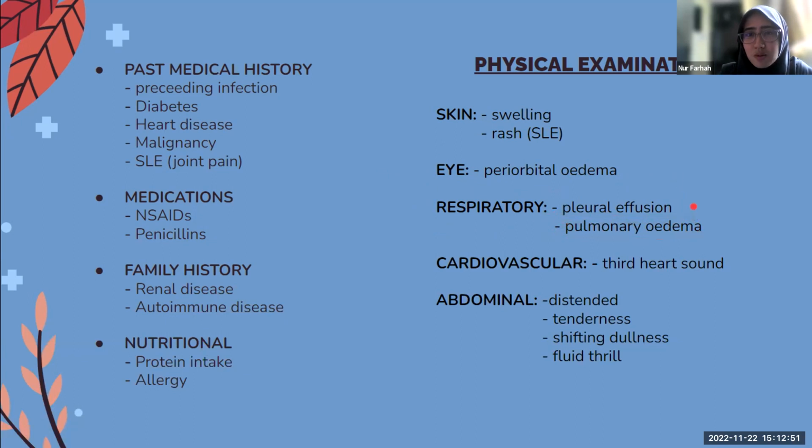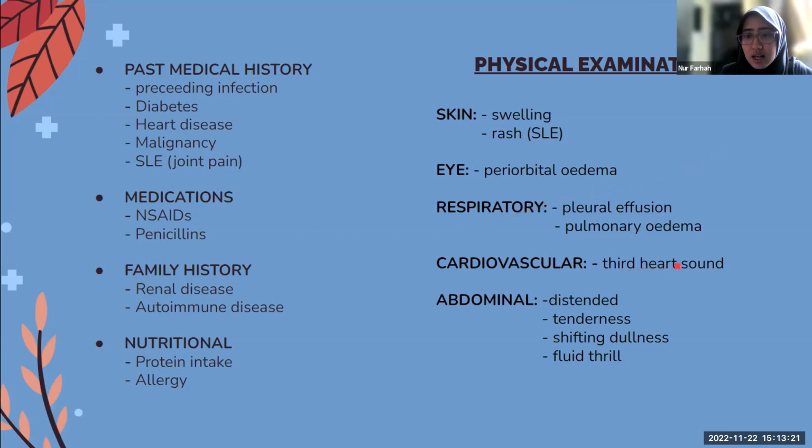So why? Because usually in a patient with nephrotic syndrome, the condition is that they will have low oncotic pressure. Low oncotic pressure means that not a lot of fluid will be held inside the vessels. So this fluid will be accumulated. It can go to the pleura and also the lungs, so it leads to pleural effusion and also pulmonary edema. So that's why you look for any sign of this.